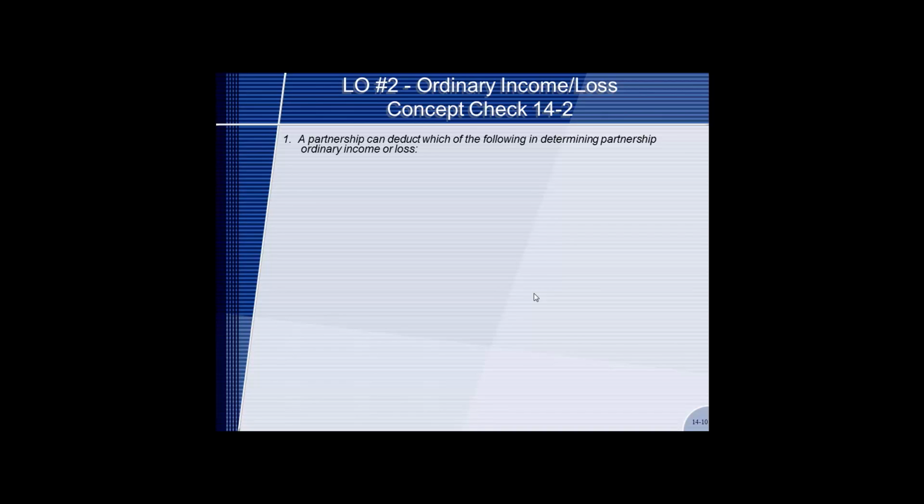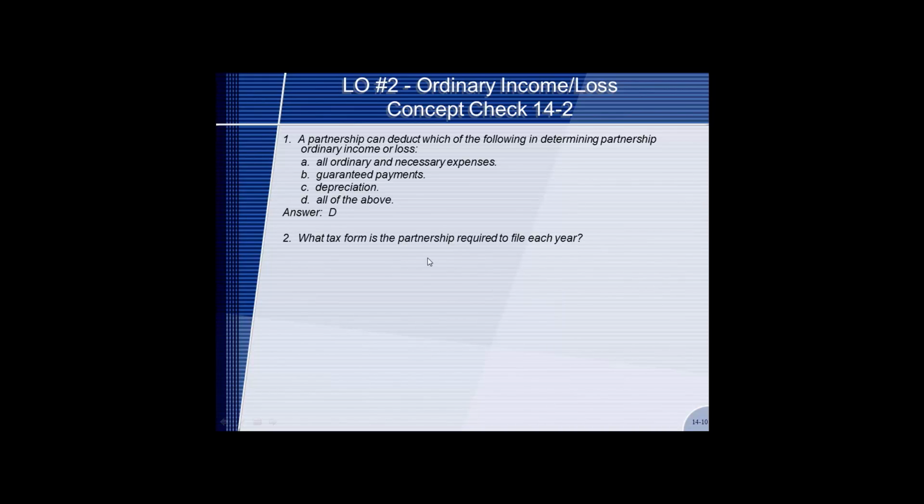A partnership can deduct which of the following in determining an ordinary income or loss? All ordinary and necessary expenses, guaranteed payments, depreciation, all of the above. The answer is all of the above. Absolutely ordinary and necessary expenses, depreciation, and the guaranteed payments.